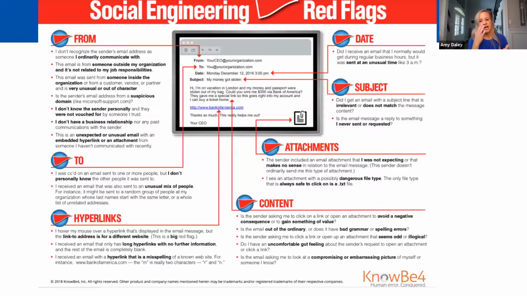This is a KnowBe4 phishing flyer that I really like. It helps you identify what a phishing email would look like. It gives you tips on how to break down that email, starting with who it's from. Look at the addresses, look at the domain names, look at the attachments, and scrutinize. We've got to teach our workforce how to scrutinize every email.